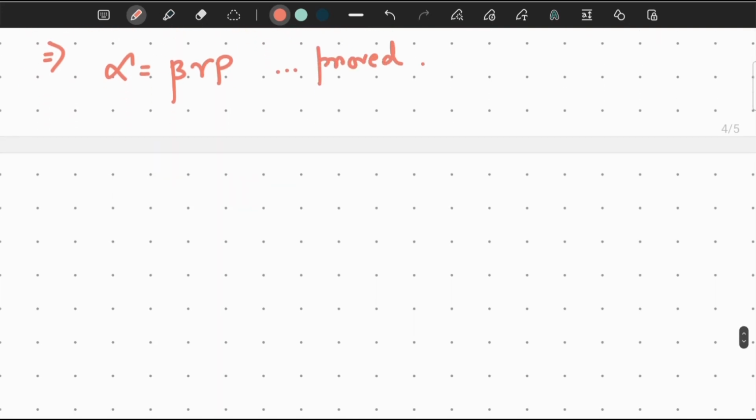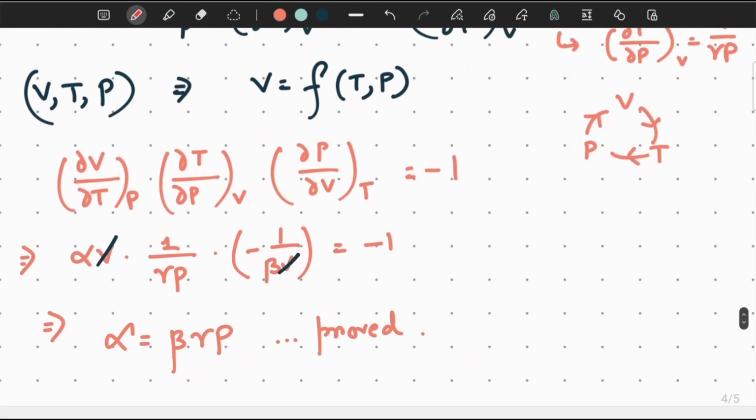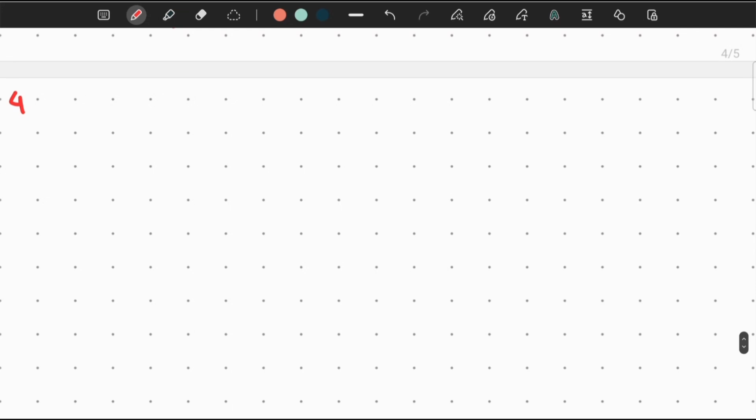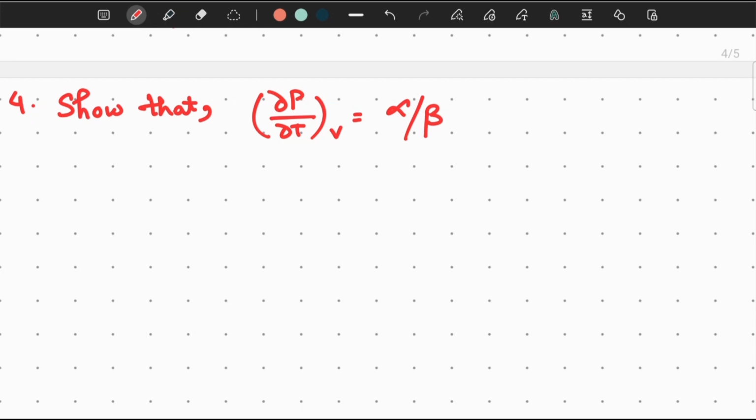Okay, now the next question, it was question number 3. Let me write the next question first. Before discussing the next question, let me first discuss this, then we will go to another topic, that is Euler's reciprocal. So del P del T at constant V, this question is also related to the previous one, which is alpha by beta. We have to show it.